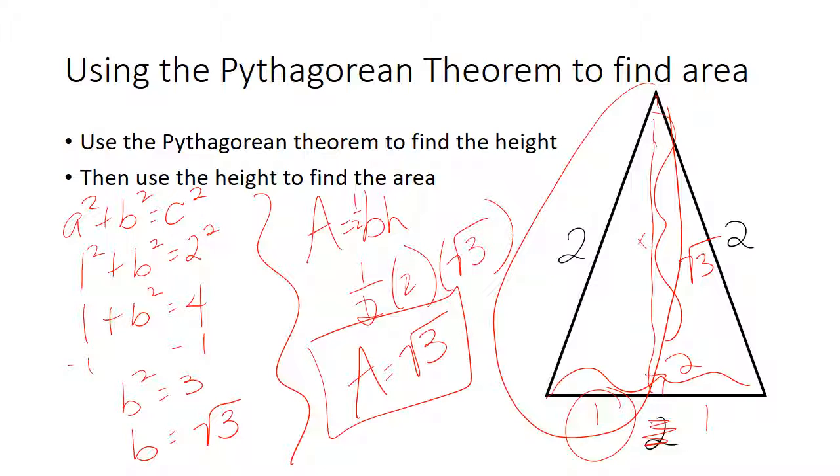So it's a two-step problem. I probably won't give you very many of those, but you need to be able to do them. Use the Pythagorean theorem to find the height of a triangle that is not a right triangle.